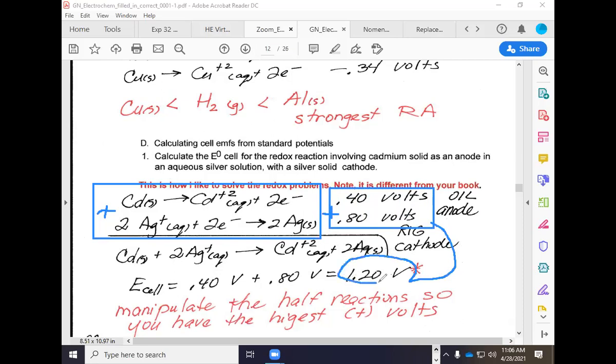And now I have my volts for my answer. So this is how I do the problem. Your book does it very differently, but to me, this is very straightforward. This one was as is from that table. This one I had to flip. I knew if I had to flip it, I had to change whatever the volts was from the table. And then once I do that, I just add my half reactions and that's how I get my overall. And I just add my volts. And this is how I always do the problem.